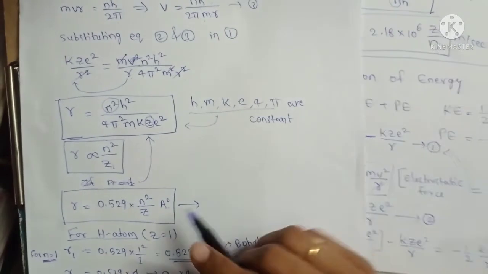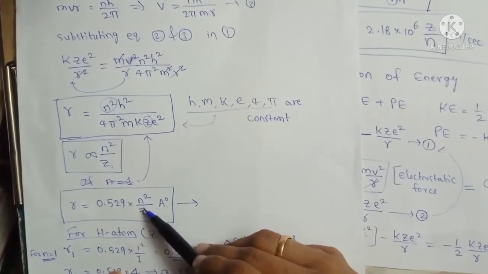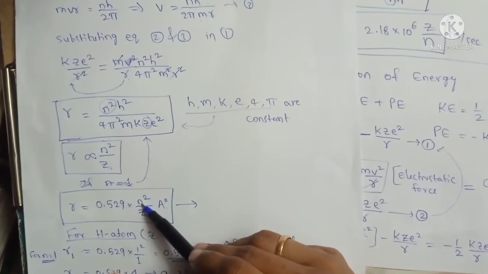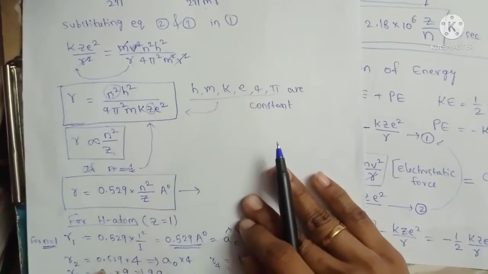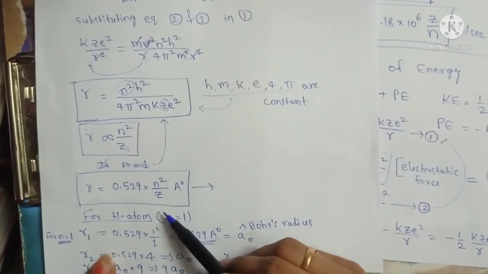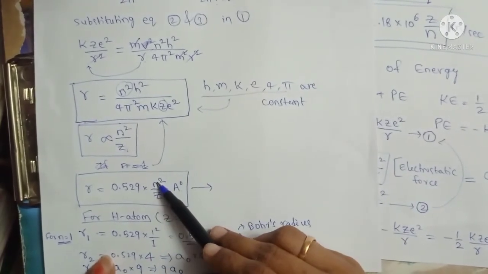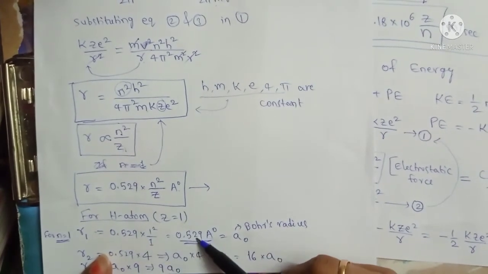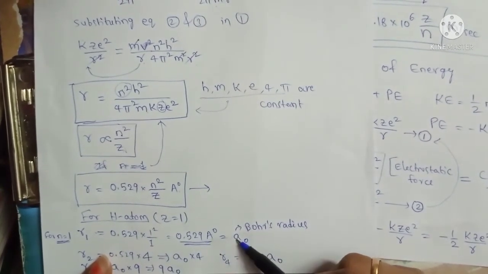If you substitute Z equal to 1 and n equal to 1, we get the radius of the first orbit of the hydrogen atom. For the hydrogen atom, if you calculate the first orbit radius, it will become 0.529 angstrom, and this is called Bohr's radius.